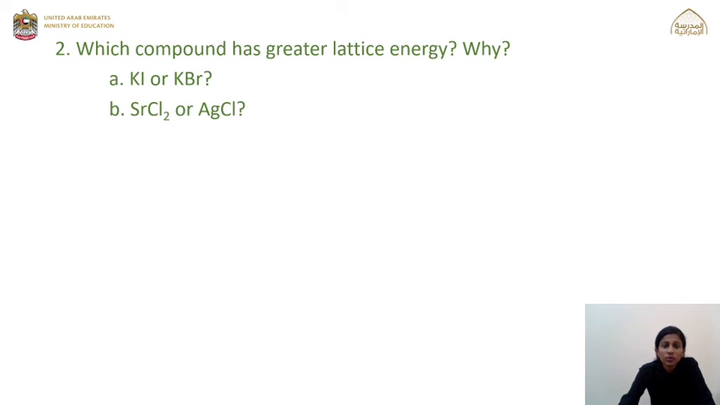Next question, which compound has greater lattice energy and why? Again, the same factors you are going to consider here. Here KI and KBr. If you compare the sizes of iodine and bromine, iodine comes below bromine down the group. So bromine has a smaller size than iodine. So your answer will be KBr. If you compare these two, the charge of Sr is +2, Ag is +1. So your answer will be B.